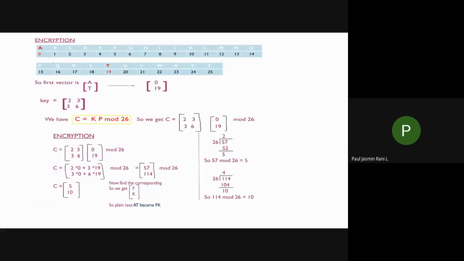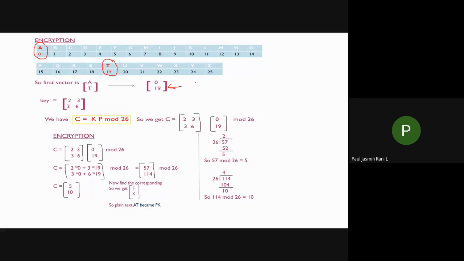For this encryption, first this AT should be converted into numbers. How is it converted into numbers? First you put the numbers for A to Z. It starts from 0, so it ends with 25. In this way you have to get numbers for this plain text AT. For A you have 0 and for T you have 19. So you converted this AT into 0 19. That's how you are getting this vector.